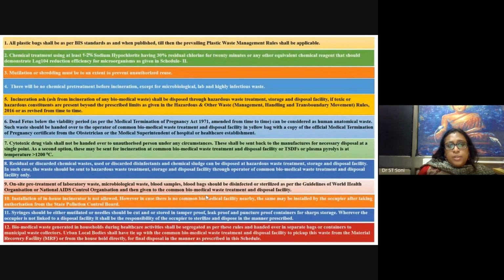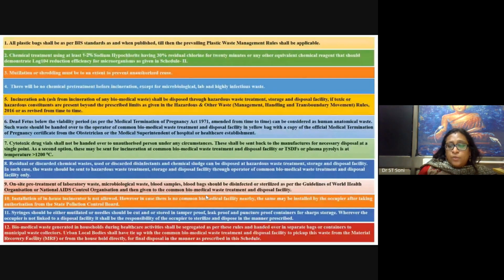So incineration to ashes will be done in the incinerator. Cytotoxic waste, I told you, dead fetus, that comes under the category of yellow waste, yellow human anatomical waste. Cytotoxic waste shall not be handed over to an unauthorized person under any circumstances. And they all have to be burned to ashes in the incinerator, which has been approved by the State Pollution Control Board.